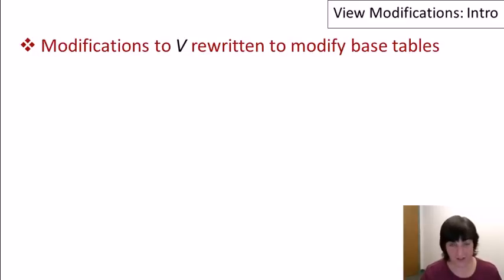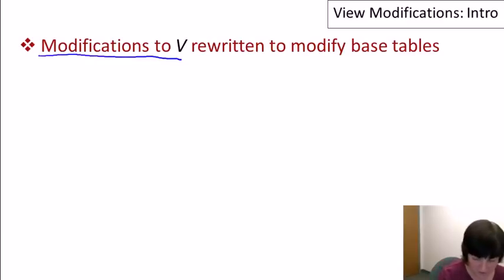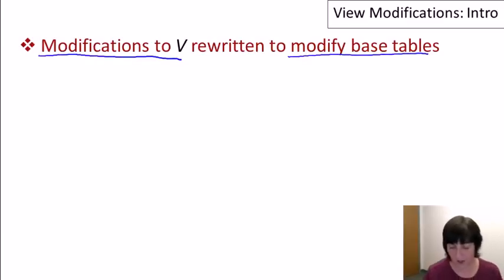Existing systems have actually taken fairly different approaches to this problem. Again, to specify the problem, we have modifications specified on a view V. We need to rewrite those to modify the base tables so that when we have our view over our new base tables, that reflects the desired new state of the view.